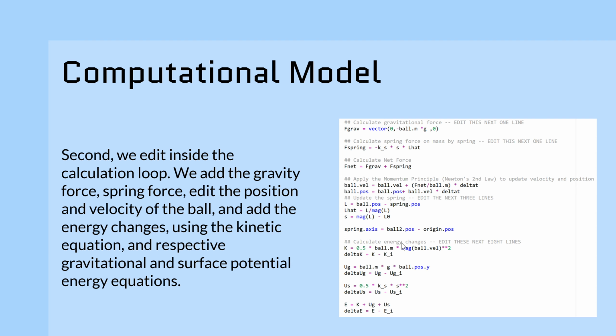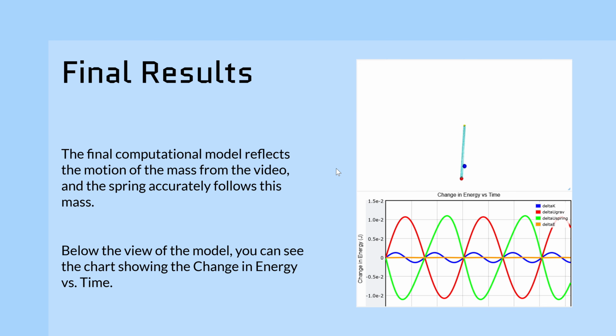Then we did the spring axis, and again our kinetic energy and delta K, and gravitational and surface potential energy equations with the deltas, which is what we calculated minus the initial, and then our total energy and our delta total energy. So our final result is that our computational model reflects the motion of the mass from the video, and the spring accurately follows this mass. As this red ball oscillates, the spring follows. Below the view of the model, you can see the chart showing change in energy versus time, and we will talk about this later, but you can see here that our delta E is a straight line.